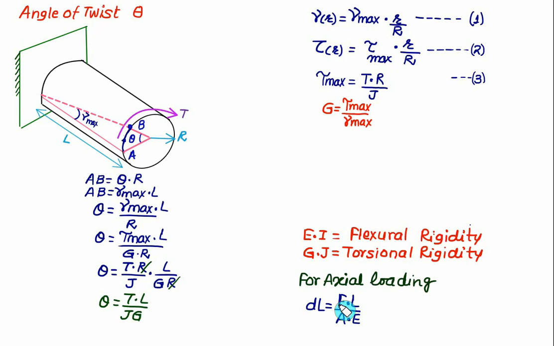In this case, we have F. J and A both are geometric properties. G and E both are material properties. So, almost analogous to axial loading, we can solve the problem of torsion. So finally, we collect here all the formulas for torsion.